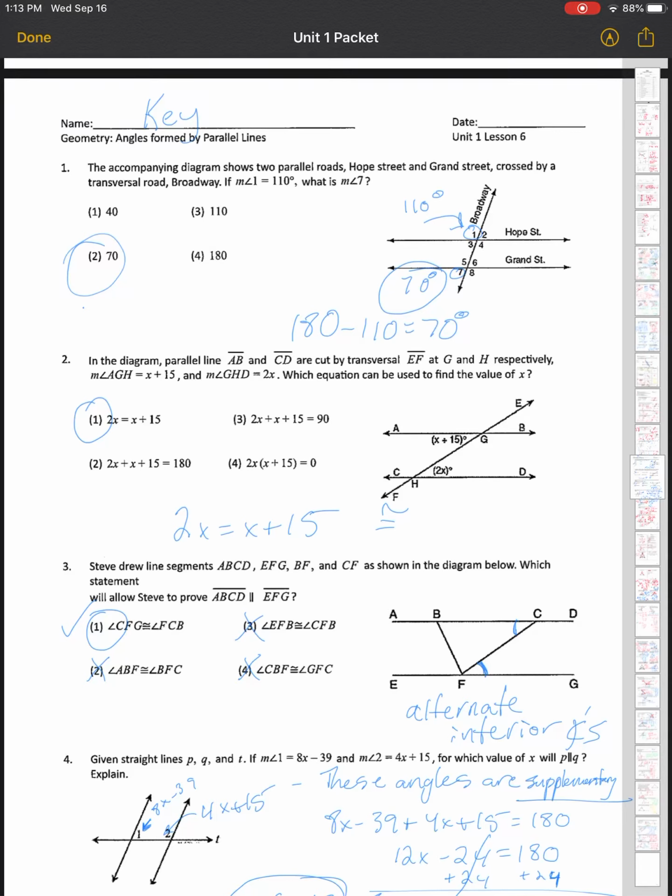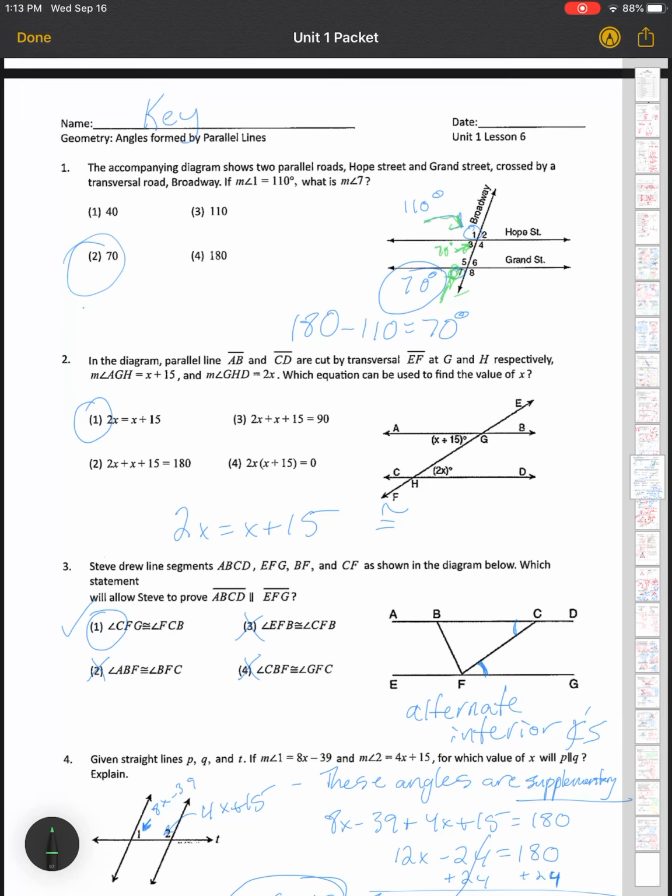So here we have more examples of parallel lines cut by a transversal and the angle relationships that it creates. So for number 1, we're given that angle 1 is 110 degrees, and then we're looking for angle 7. Angle 7 is supplementary to this angle because angle 7 and angle 3 are corresponding. So this angle is also 70 degrees as well. So that means they both add to 180.